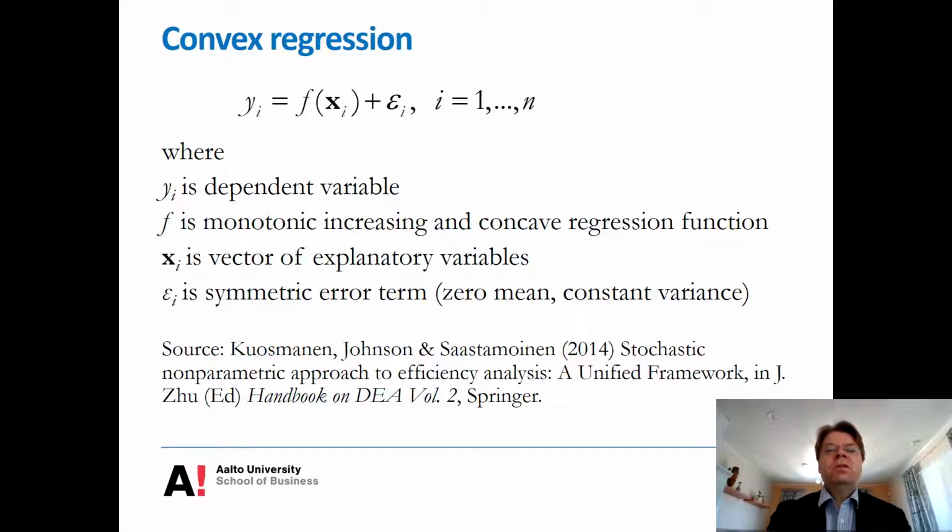By x, I do not call them anymore inputs, but they are just explanatory variables. But of course, it's easy to then apply this technique to the context of production function later. And here I refer to epsilon as the symmetric error term, and I assume here that epsilon has 0 mean and constant variance, but as we saw in the previous lesson, it's also possible to then adjust this case to the average practice production function. And much of the material that I will use in the next slides is adopted from this book chapter in the Handbook on DEA.